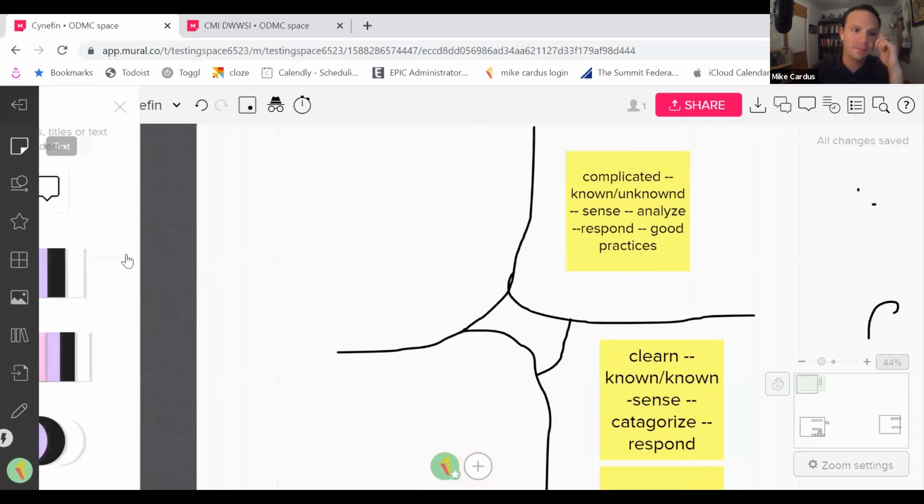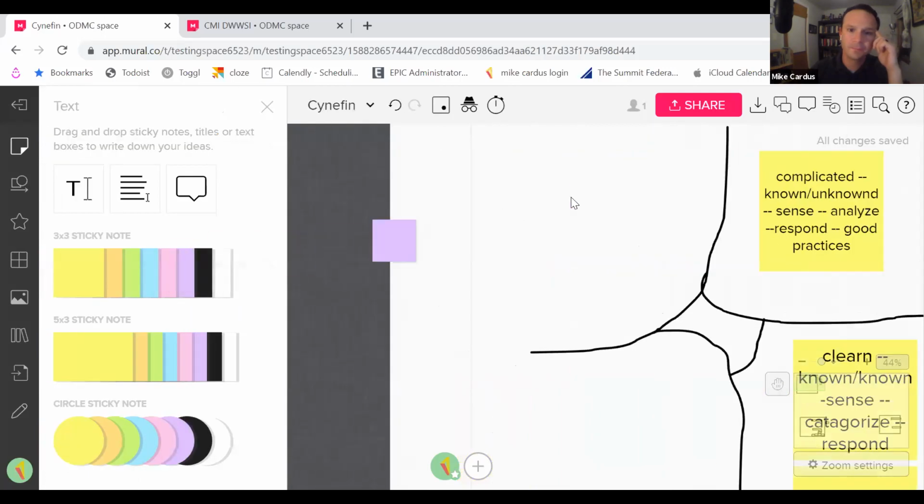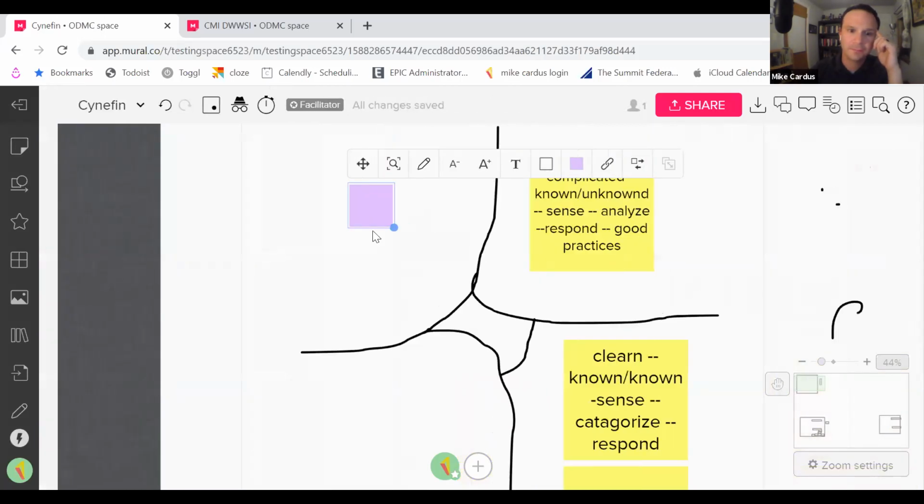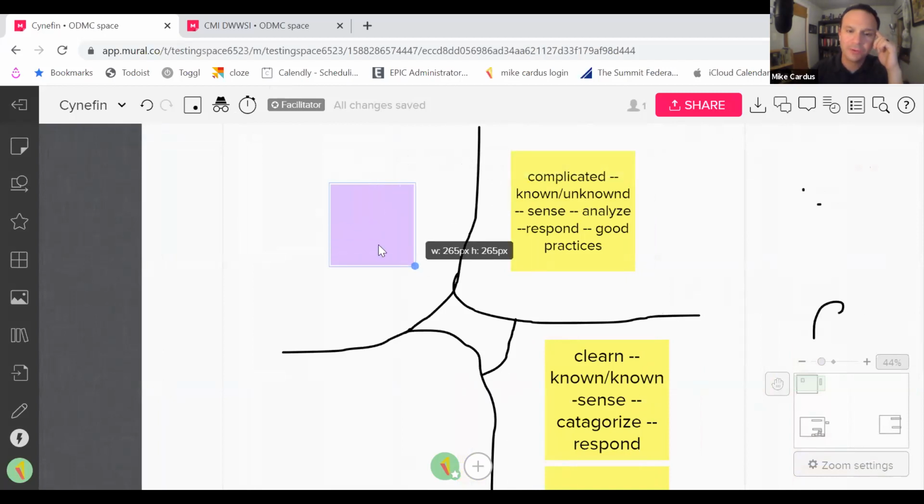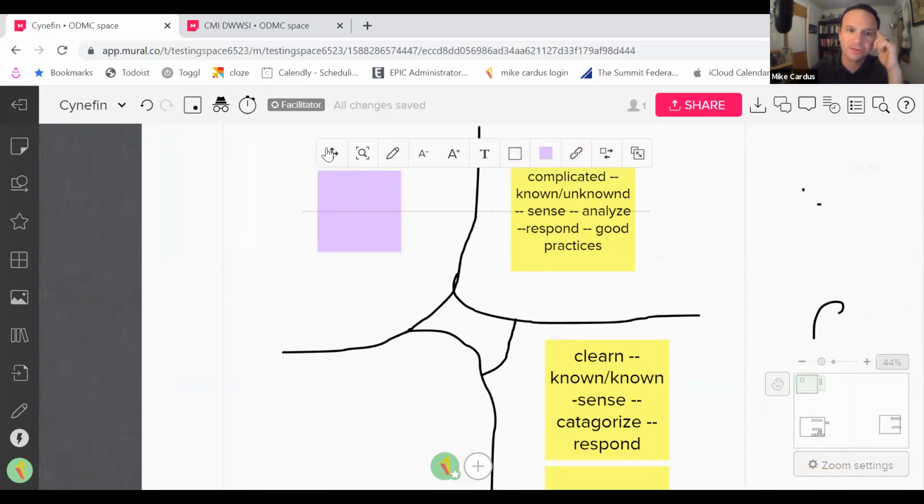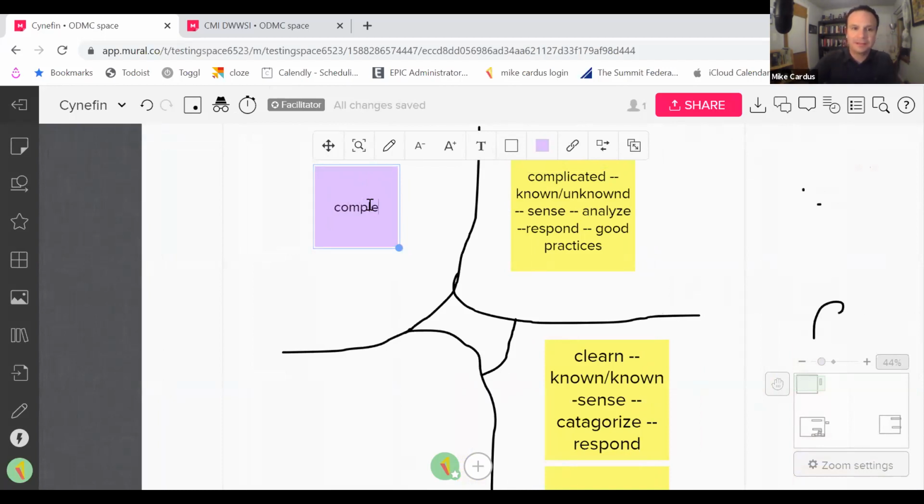And over here, let me change the color. So here, this will begin the unordered. So this is where things get a little more challenging. I'll give examples in a second. And here in this domain, we have what's called complex.